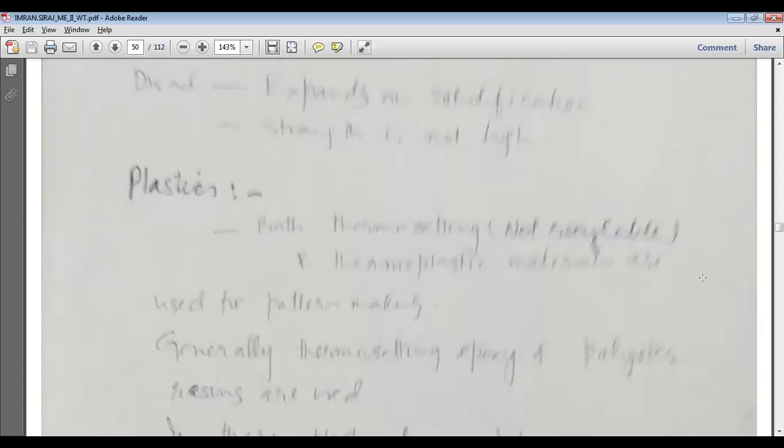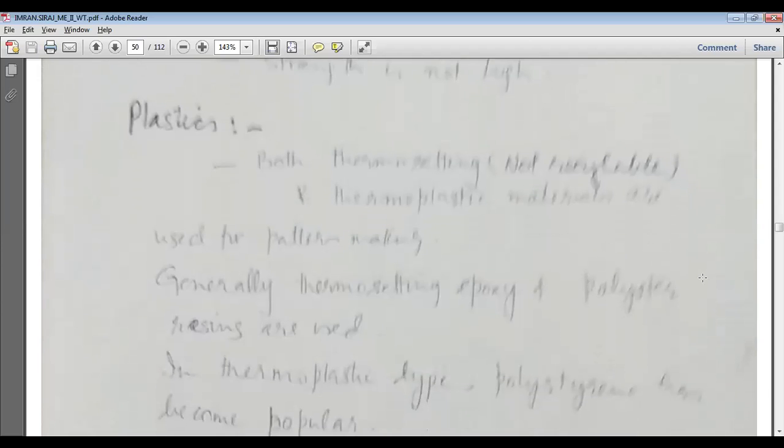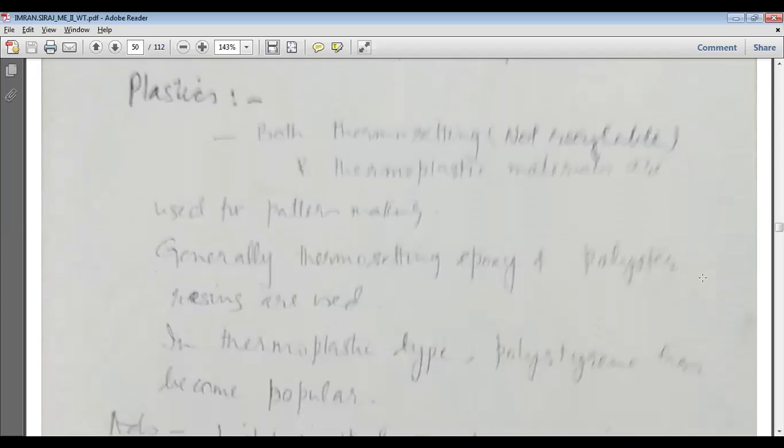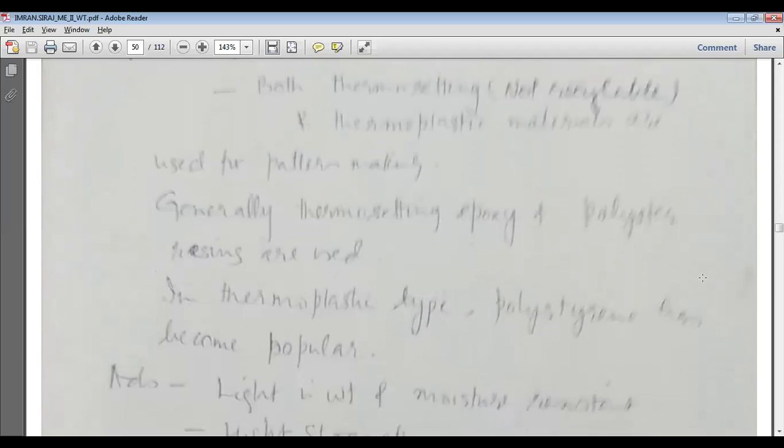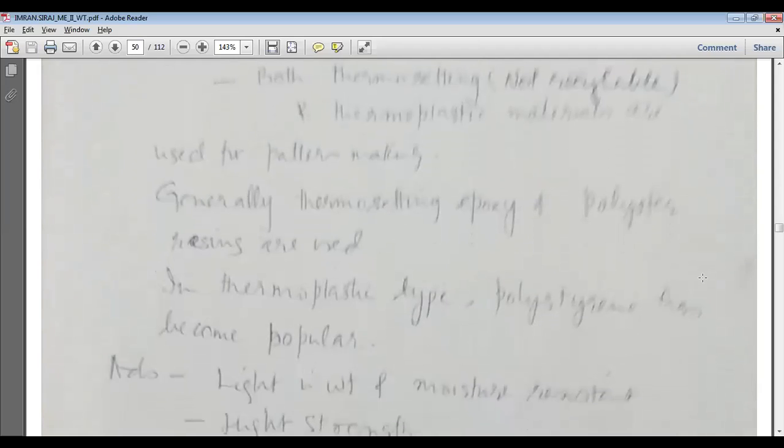So both types, thermosetting plastics and thermoplastics, are used for pattern making. Generally, thermosetting epoxy and polyester resins are used for making patterns. In the thermoplastics types, propylene has become more popular, and propylene and polystyrene etc. are used for making patterns.